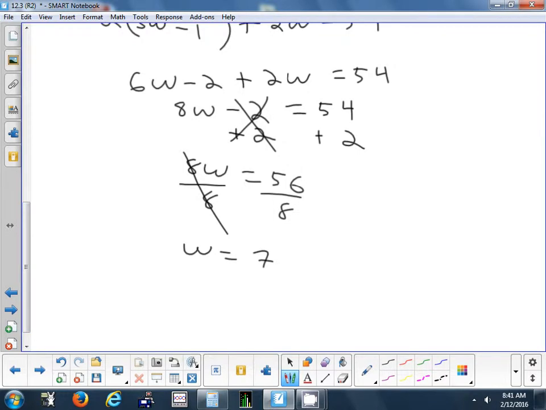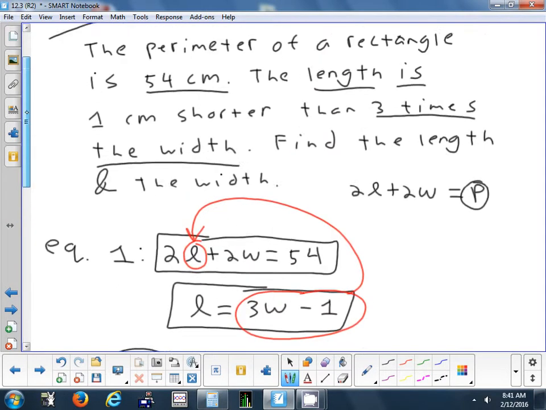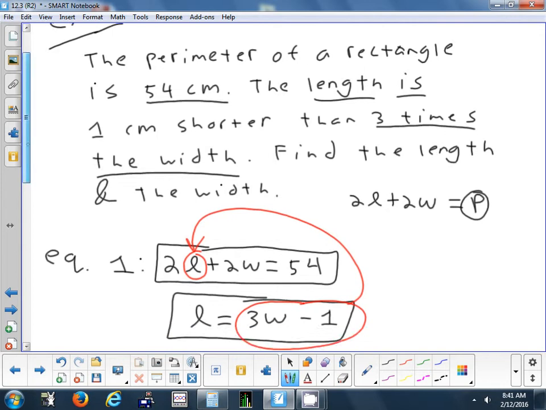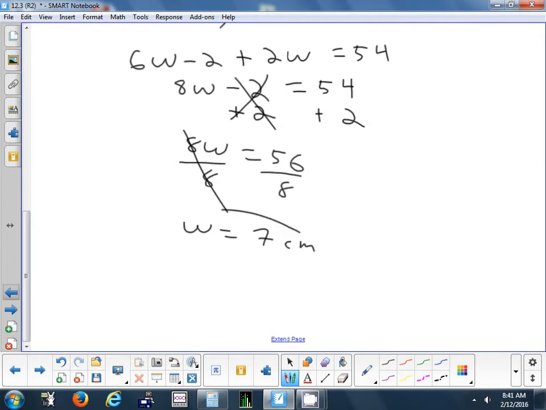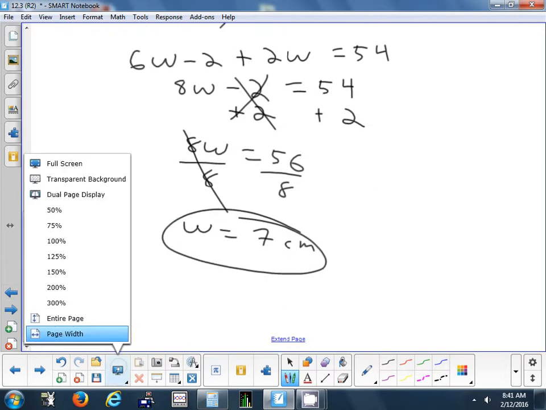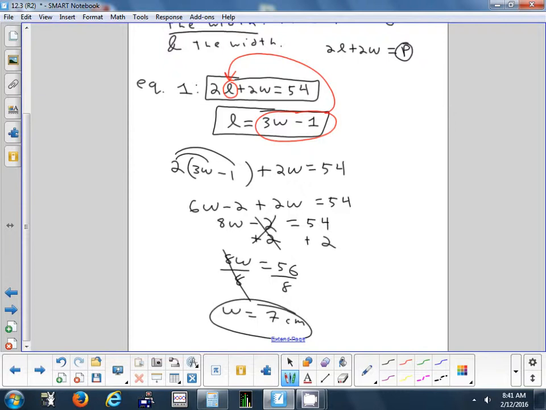So what is 7 here? That's my width. If you pick a letter that is easy to remember, you can easily remember, oh yeah, W was width. If you picked like K, probably wouldn't remember K is width, so that's why we try to pick a letter that makes sense. And it's centimeters. Okay, so I'll just put centimeters. Okay, so I got my width. What else do I need? I need my length.